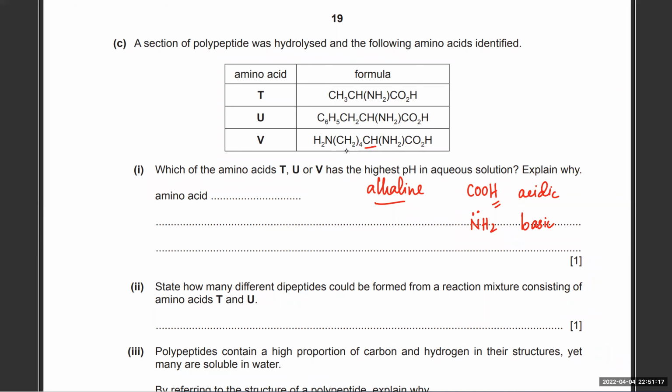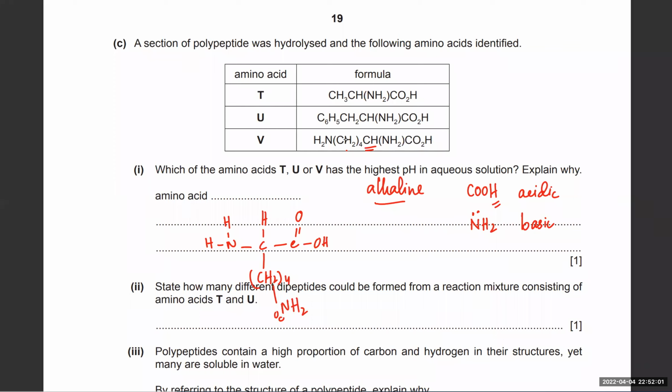Why? Because if I look at this molecule, this carbon has one H, right? It's got an NH2 on one side, and it's got a carboxylic acid group, C double bond O, OH. On the fourth side, it's got CH2 repeated 4 times, and then there is an NH2 as well.